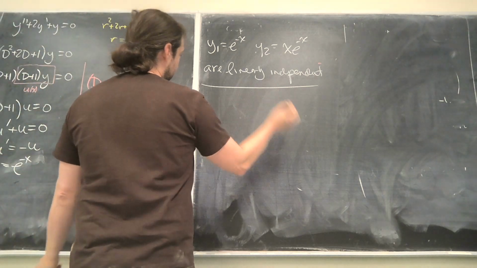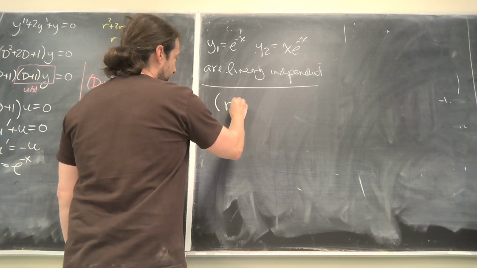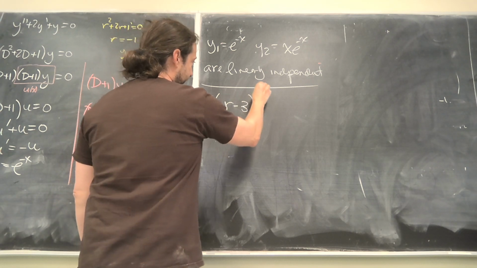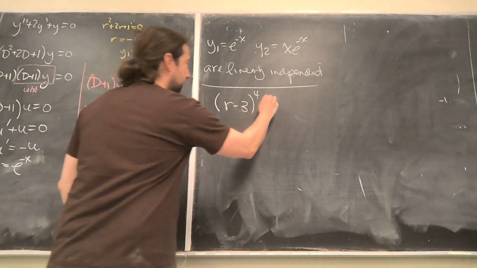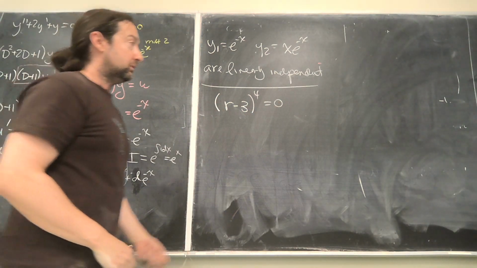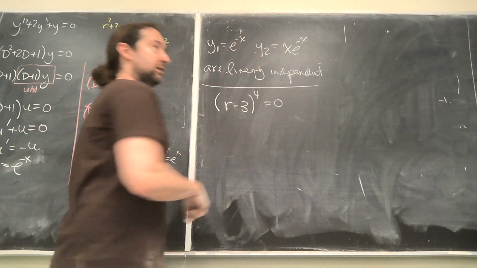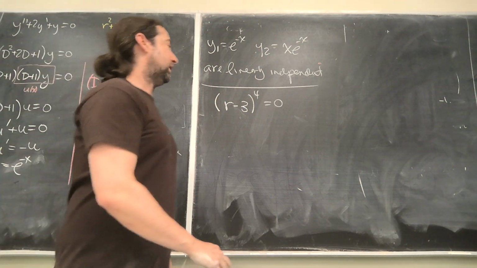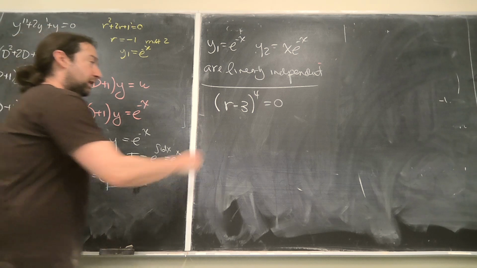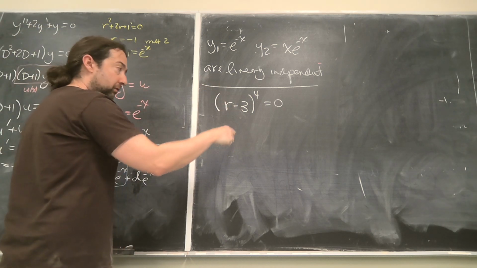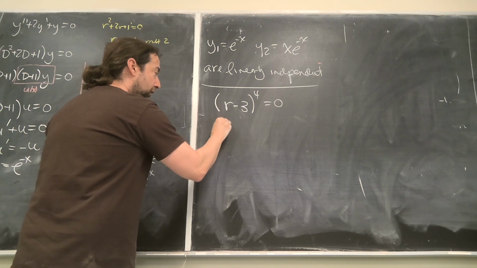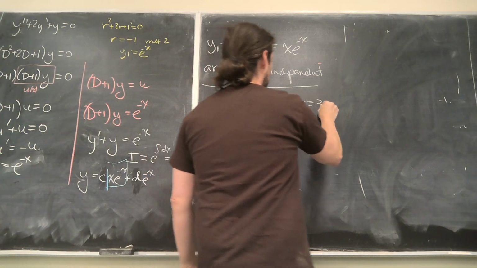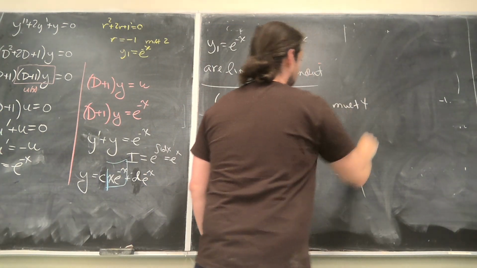So if I gave you a characteristic polynomial, or an auxiliary polynomial, that looked like (r minus 3) to the fourth, and I said, give me a set of linearly independent functions that solves this corresponding differential equation, then you would know from this pattern generally that the solutions that correspond to this would be e to the 3x. I should say here, this is r equal to 3 with multiplicity 4.